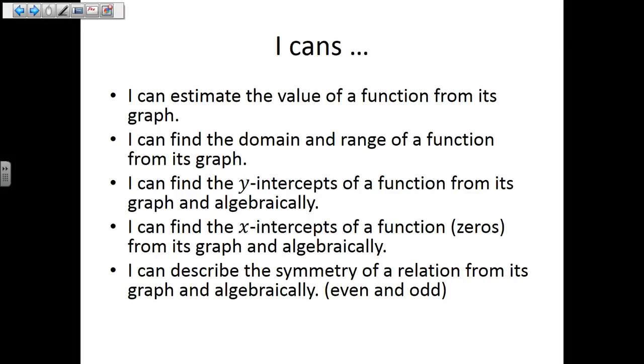I can find the x-intercepts of a function, also known as the zeros, from its graph and algebraically. And finally, I can describe the symmetry of a relation from its graph and algebraically. Now, when we talk about symmetry, you'll also hear labels of even and odd.